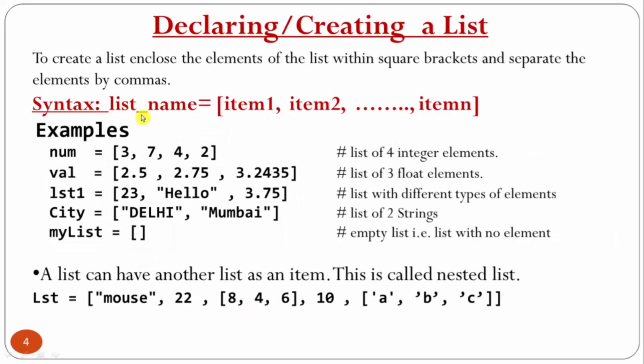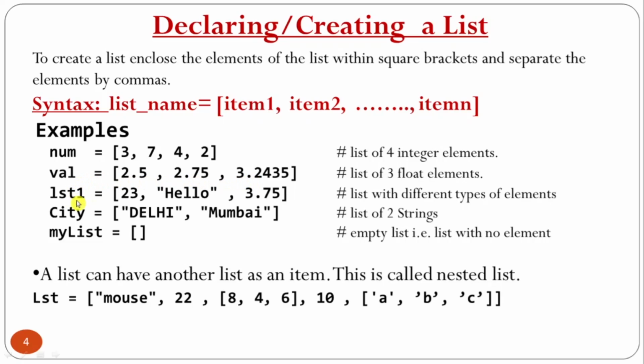The syntax for creating a list is list name equal, in square brackets we give item 1, item 2, etc. up to item n. Some more examples. Num is equal to 3, 7, 4, 2. A list of 4 integer elements. VAL, the list name is VAL, equal 2.5, 2.75, 3.24, 35. 3 float elements are used to create this list.